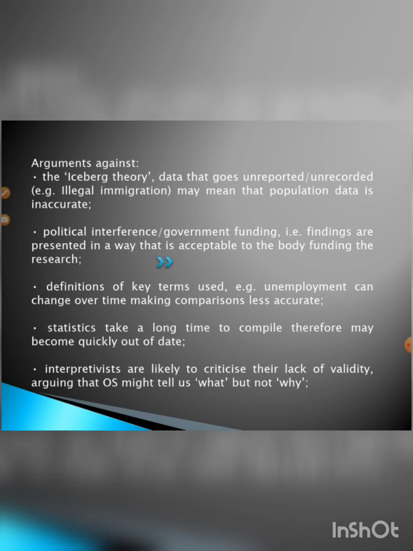Now you are going to say, on the contrary, you are providing arguments against: official statistics are not important in sociological research. So, the iceberg theory: data that goes unreported or unrecorded, for example illegal immigration, may mean that population data is inaccurate. So there can be certain types of data that are not reported in these statistics, or they are not recorded.